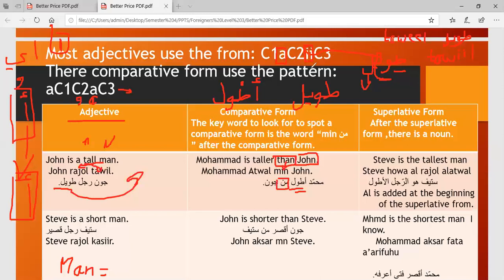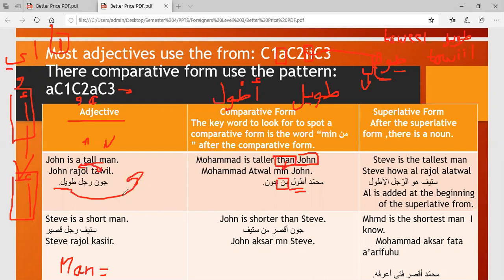Kalim, can you use another adjective other than أطول between you and Alex? I want another adjective. We can say Kabir, maybe, or what's the opposite of tall? Short, Kasir. Oh, we can say Alex Aksar min Kalim. Yes. So this is the comparative form.